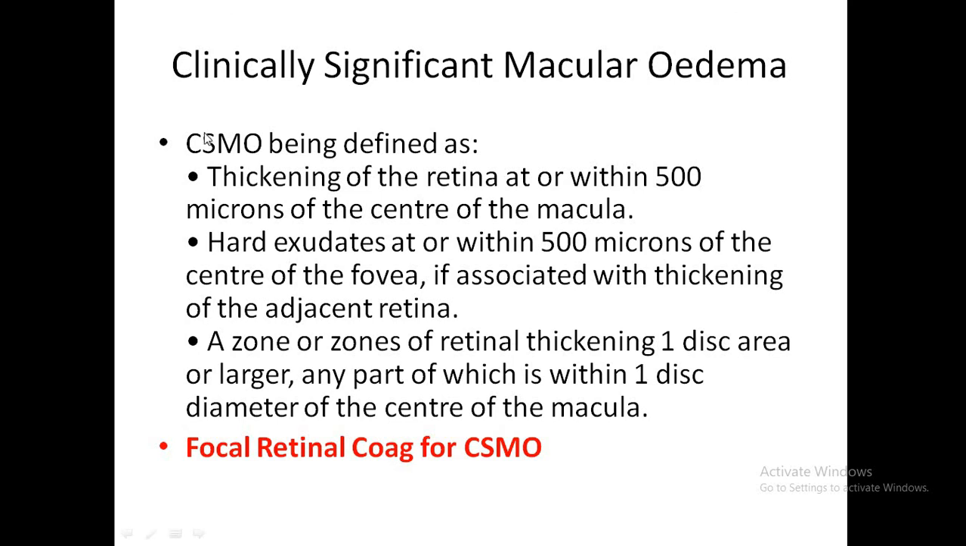So CSME is thickening of the retina at or within 500 microns of the center of the macula, or hard exudates at or within 500 microns of the center of the fovea, or a zone or zones of retinal thickening one disc area or larger.